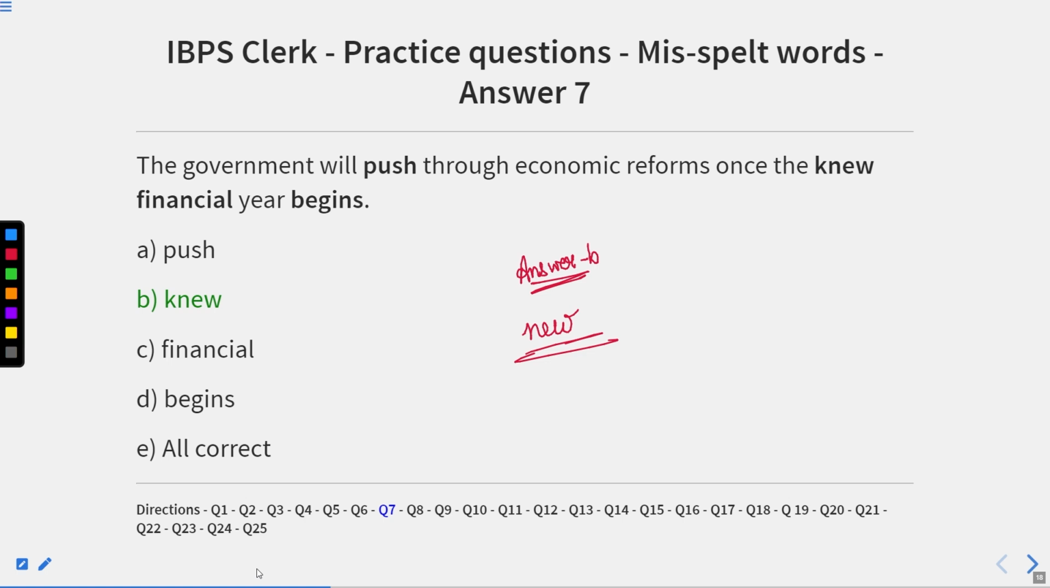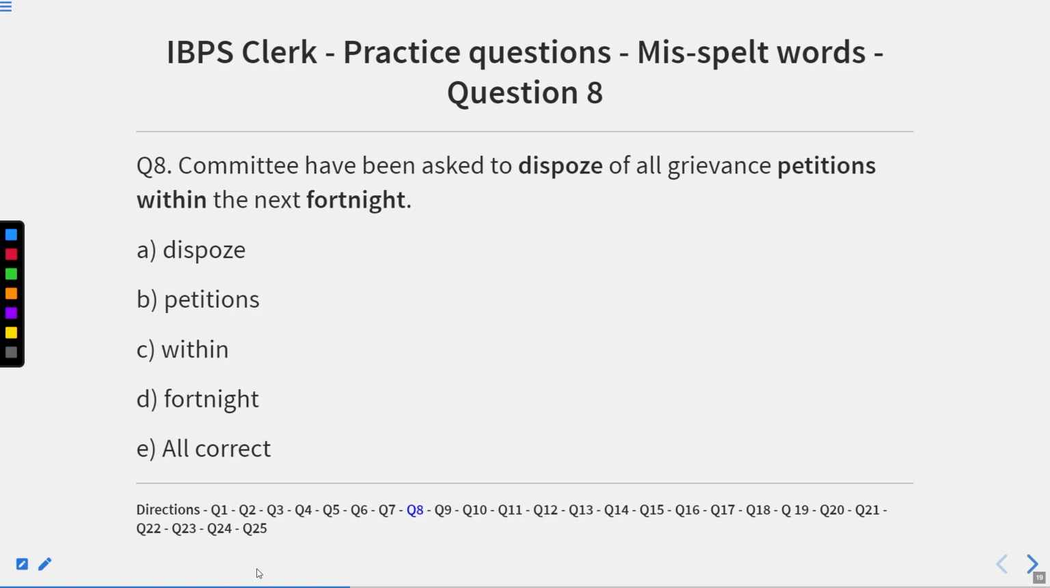Now let us move to question number 8. Committee have been asked to dispose of all grievance petitions within the next fortnight. If we look at the sentence carefully, we have the word dispose. Within means in a particular period, so within the next fortnight, that is 14 or 15 days. Now, the spelling of dispose in the sentence, D-I-S-P-O-Z-E, is incorrect. It should be D-I-S-P-O-S-E.